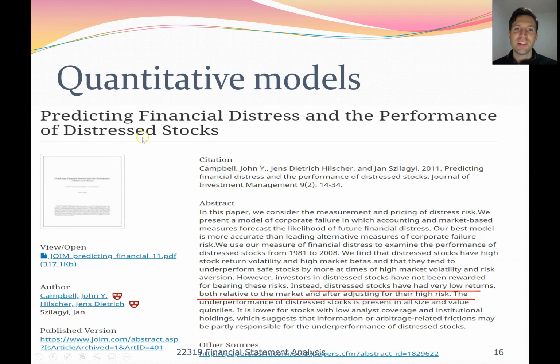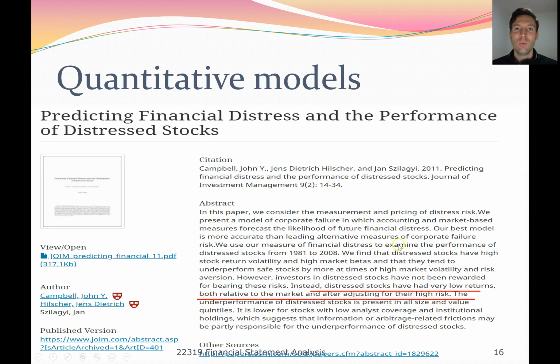The Campbell model, predicting financial distress and the performance of distressed stocks, finds that distressed stocks, they're the ones that this model predicts are more likely to go bankrupt, have very low returns. These returns are low relative to the market and adjusting for their high risk. Okay, so the underperformance of distressed stocks is present in all size and value quintiles. So again, we know size and book to market ratios influence returns. So this distressed stocks measure influences returns both in small firms and large firms, low value, high value firms.